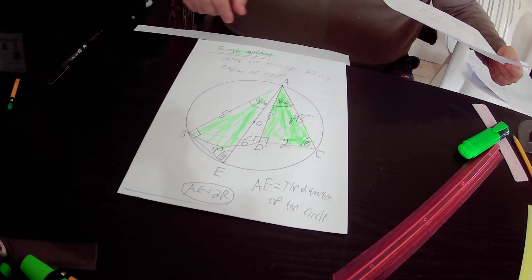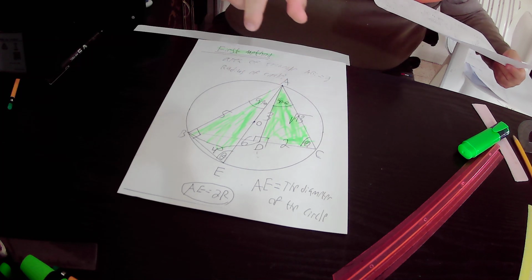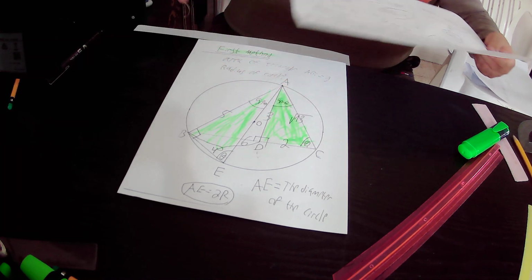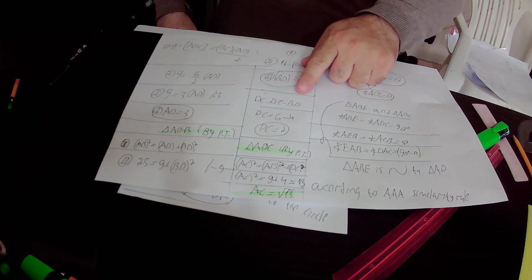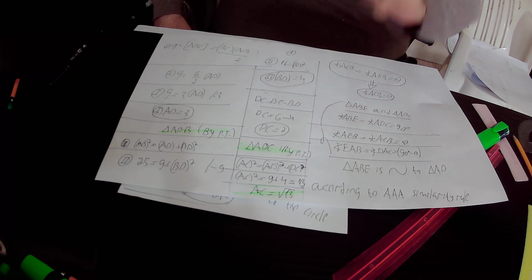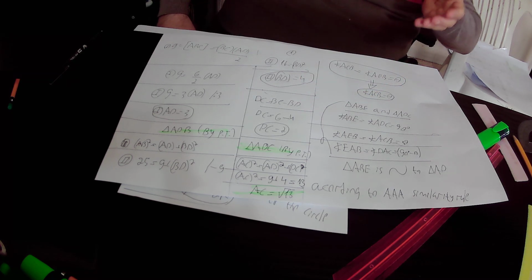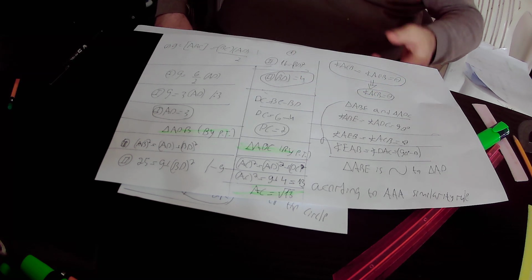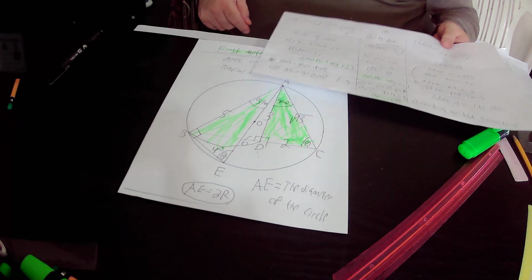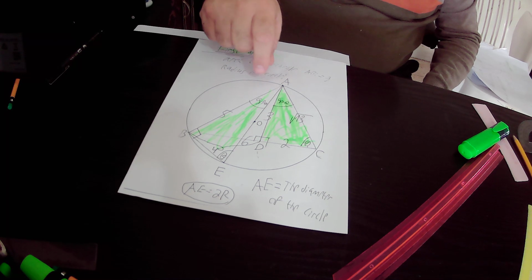And what is the length of DC? From the drawing it is very easy to see that DC equals BC minus BD. That is to say DC equals BC, that is 6, minus BD, that is 4. That is to say DC equals 6 minus 4, that is 2. So here DC equals 2 units. Then we focus on the right triangle ADC.